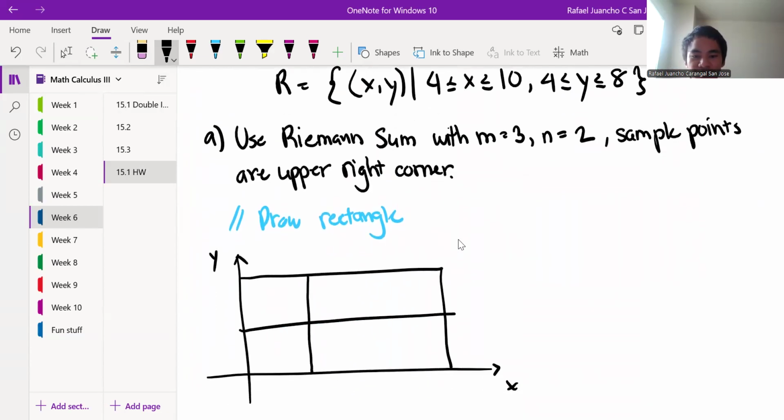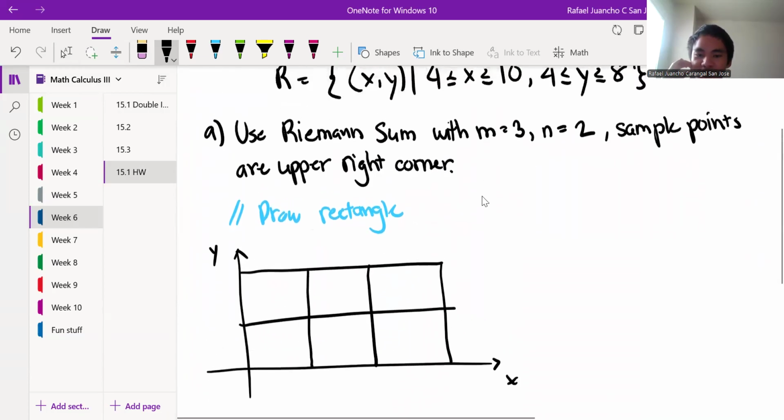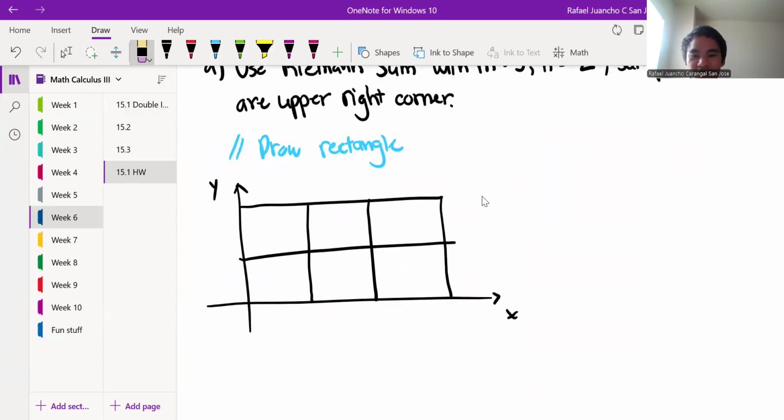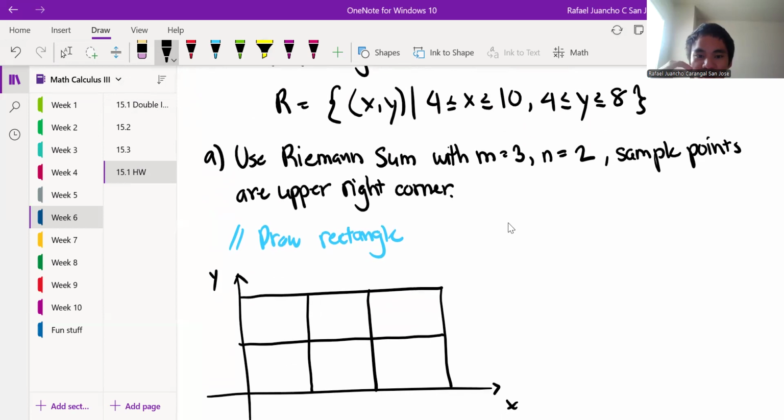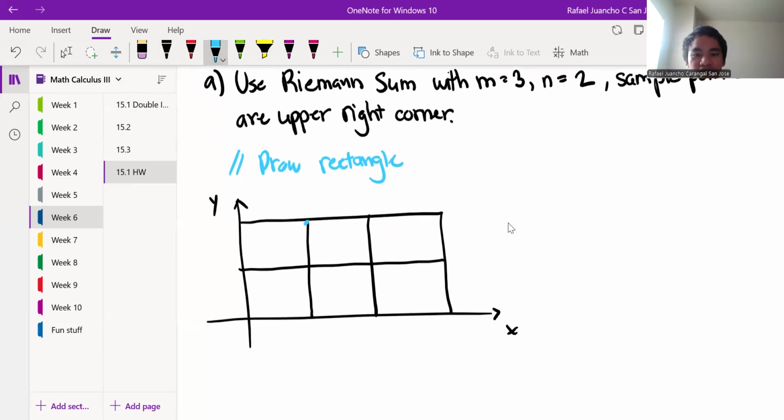Here, it's telling us to slice it into 3, right? And then from there, oh, it's not a perfect rectangle. Anyway, let's pretend these are all equal. Here my sample points are upper right, so I'm going to look at these.